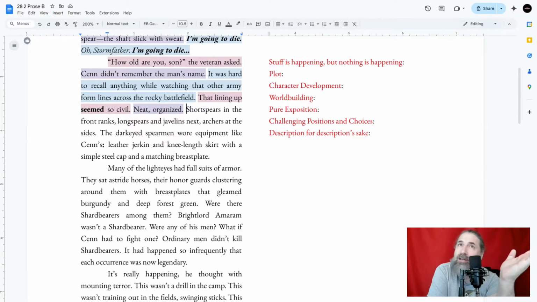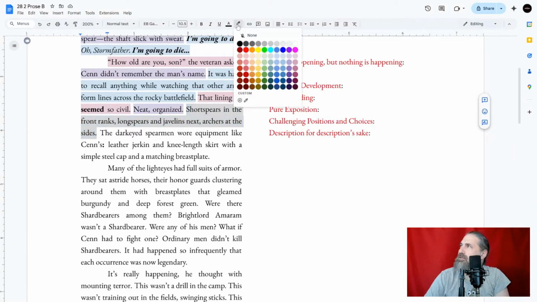"How old are you, son?" The veteran asked. Sen didn't remember the man's name. It was hard to recall anything, because why? Sen was watching the other army form lines across the rocky battlefield. "The lining up seemed so civil." This is what he's thinking. Without saying he thought, or he's thinking, or he remembered, he's like, why is that happening? It's neat and organized, right? And then he starts paying attention to very specific things.